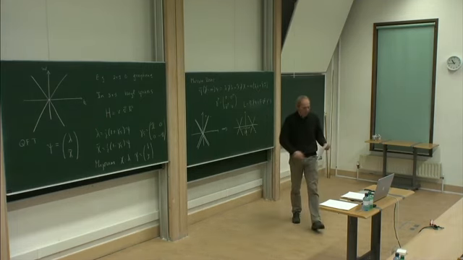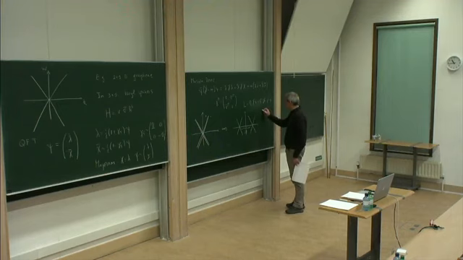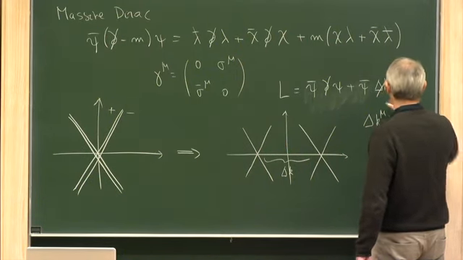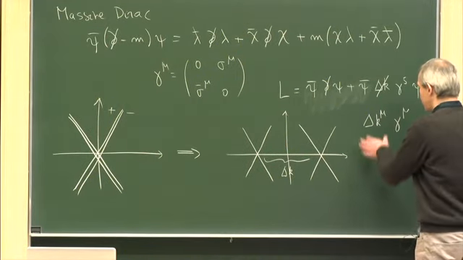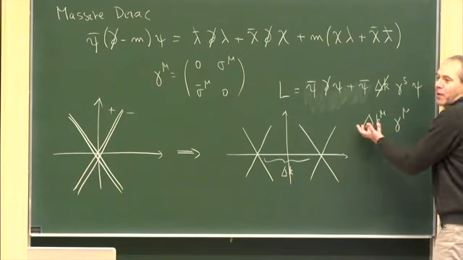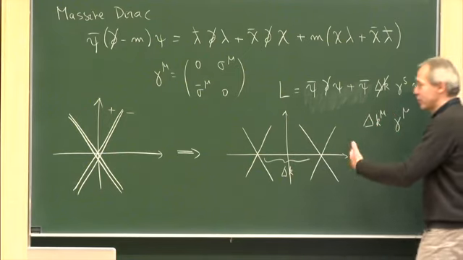Another question, Stefan. What do you mean by delta slash? Delta slash is basically delta k_mu gamma^mu. So it's a 4x4 matrix, and this is something that experiment tells you, how this splitting is done.